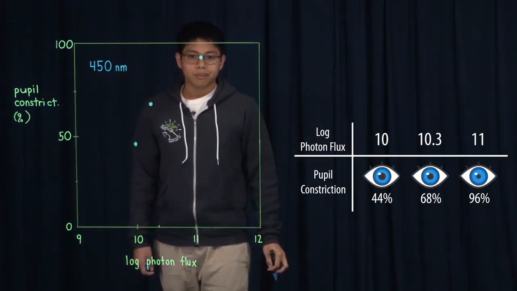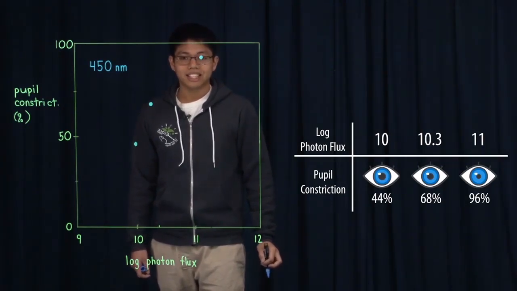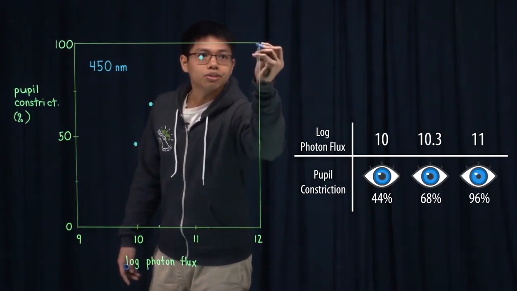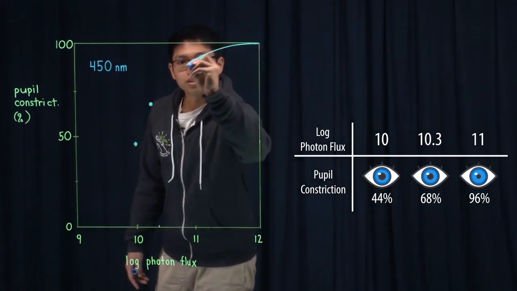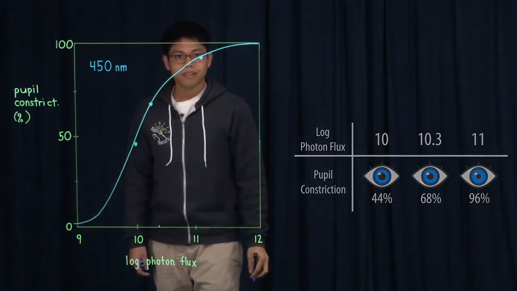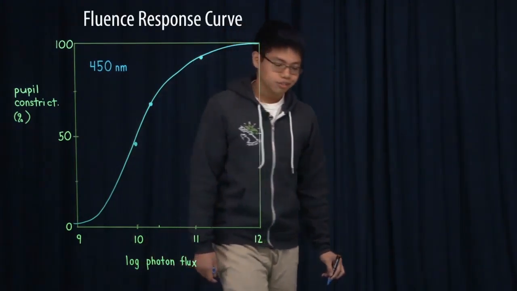Now I've only plotted 3 data points here, but in this sort of experiment there will be many more intensities tested. If we were to plot these data points and connect them with a line, it would result in a curve like this. Altogether, this data is known as a fluence response curve.